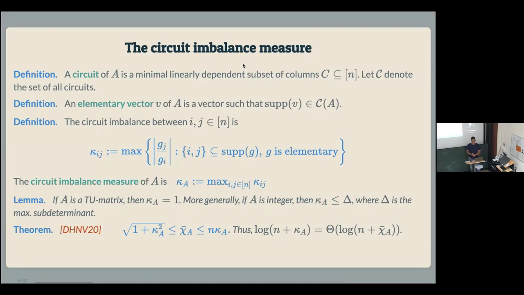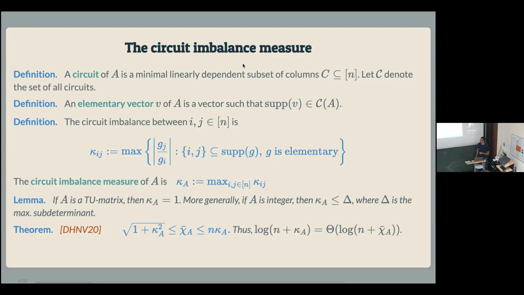It's closely related to the chi bar that we just saw, and it's essentially exactly what you would expect of a circuit to be. In matroid land, you look at minimal dependent subsets of elements in the kernel of your matrix, and you look at the ratios of non-zeros. Now you maximize that between all pairs of elements, and that you call your imbalance measure between circuits.